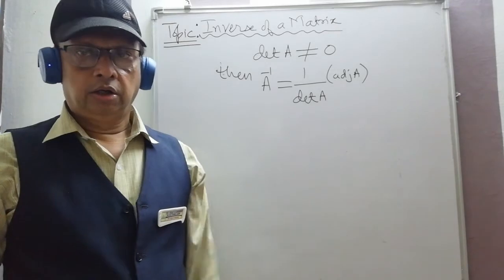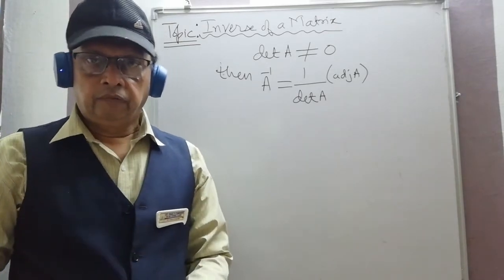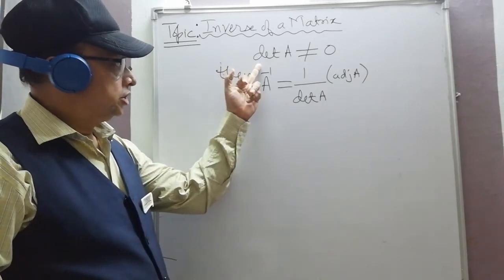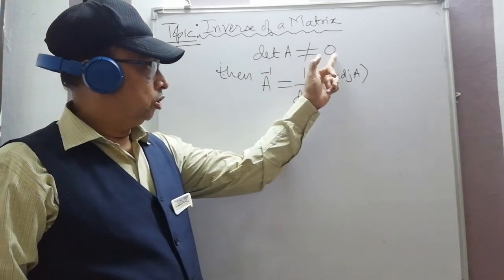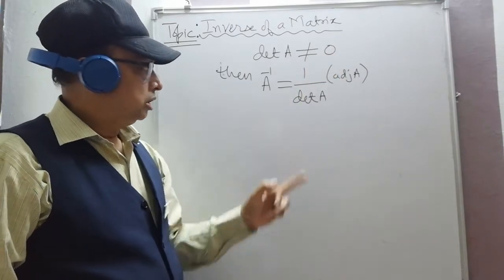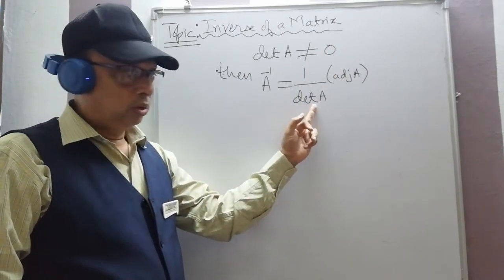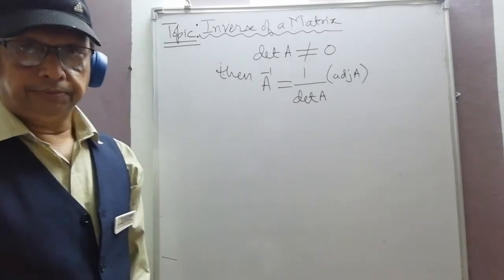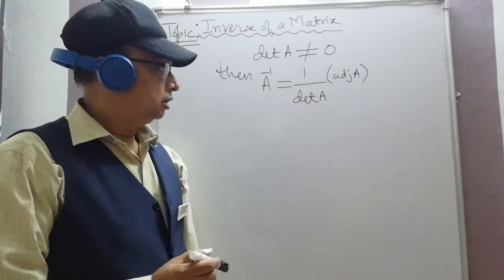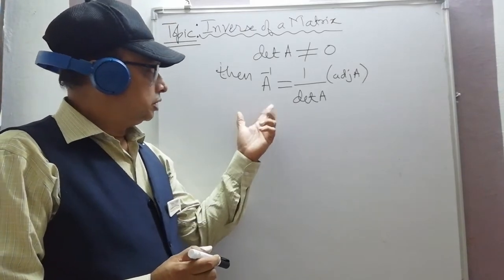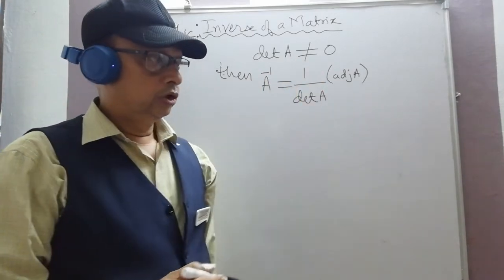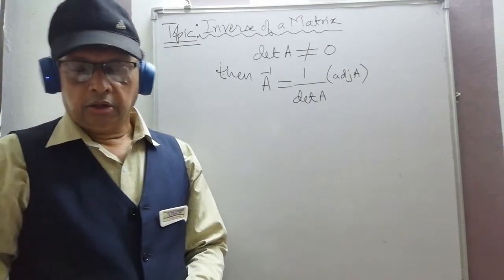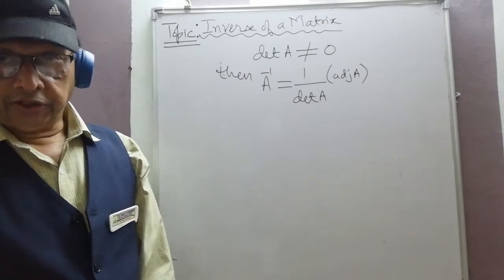This is a formula to find inverse of a matrix. The condition is determinant A is not equals to 0. If determinant A is 0, then 1 upon 0 means infinity. So this is the condition for inverse. Determinant A is not equals to 0, then A inverse exists. Okay. So we can take an example of it.